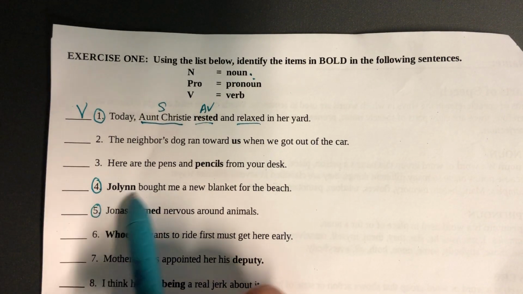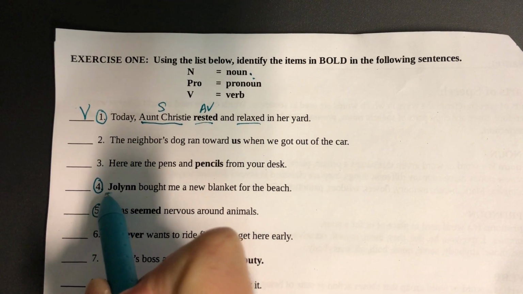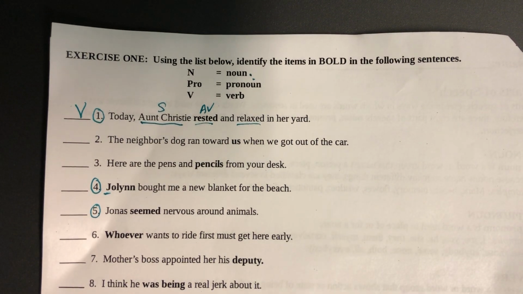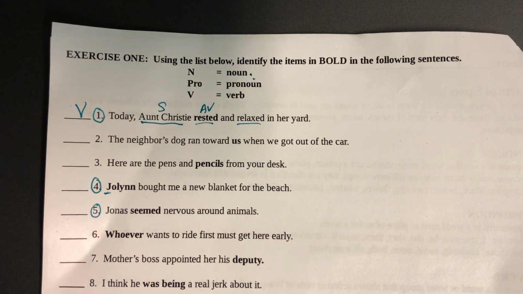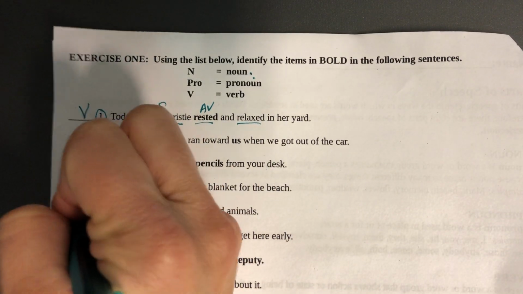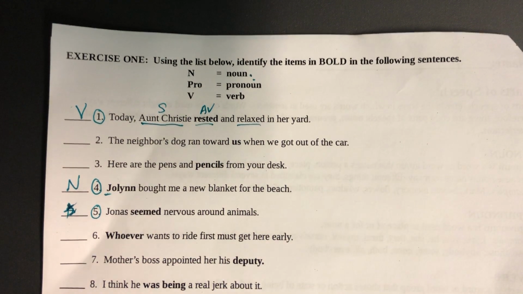Jolyn, though, is a proper noun. Why is it a proper noun? What's that mean? It means that it's a name and it's capitalized. The only reason you really need to know that is because that is a question on the test, whether you have a common noun or a proper noun. Proper nouns are capitalized. So this is a noun. Oopsie. Sorry. And then this says, Jonas seemed nervous around animals.